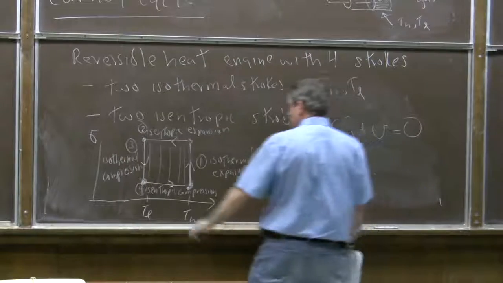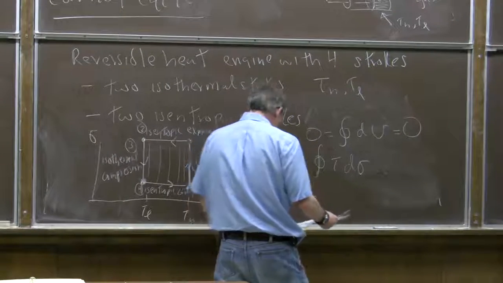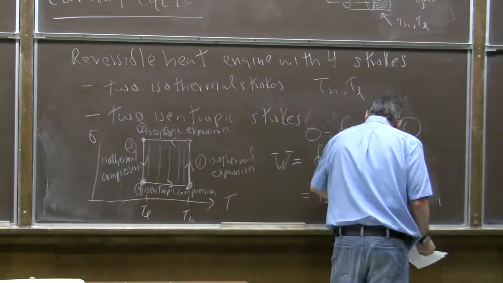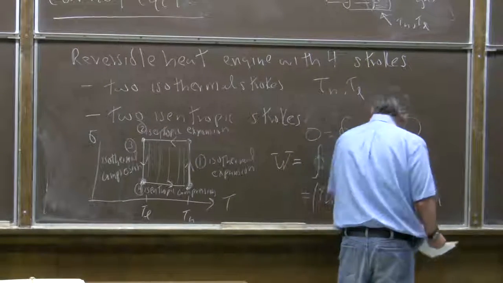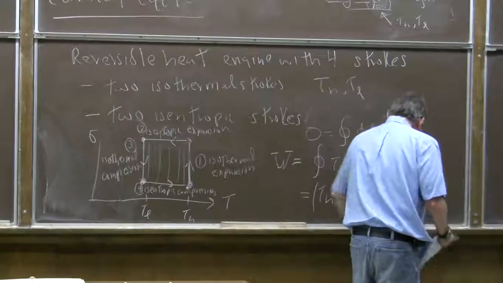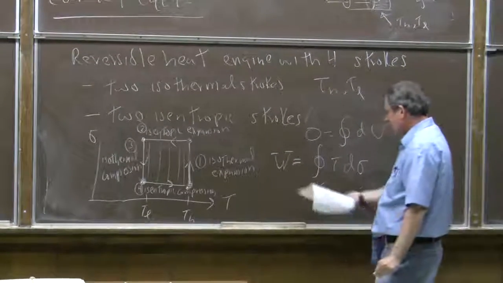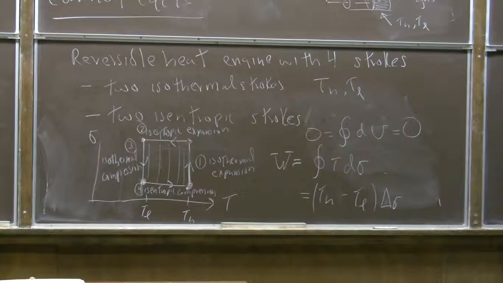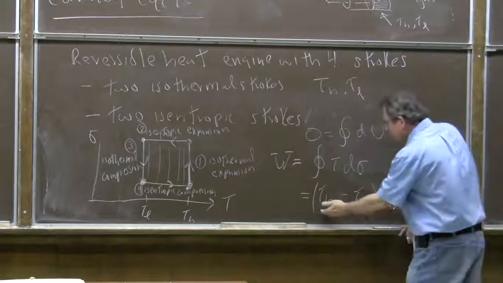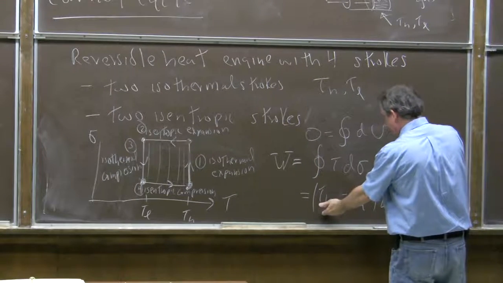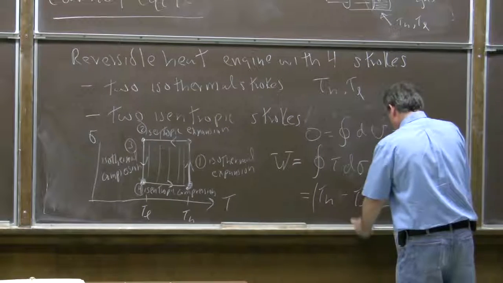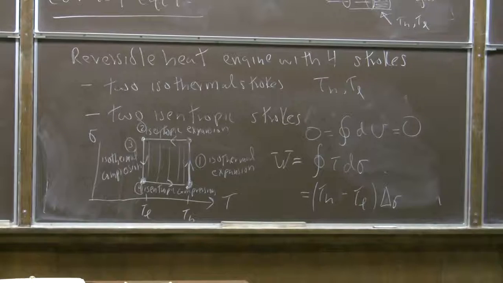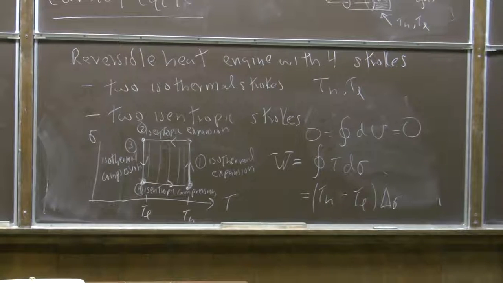And that is the difference between the entropy taken in here, tau H times the change in the entropy, minus the entropy expelled. I guess that's right. The heat taken in during the isothermal expansion at high temperature minus the heat expelled during the isothermal compression at low temperature. The same change in the entropy in both cases.